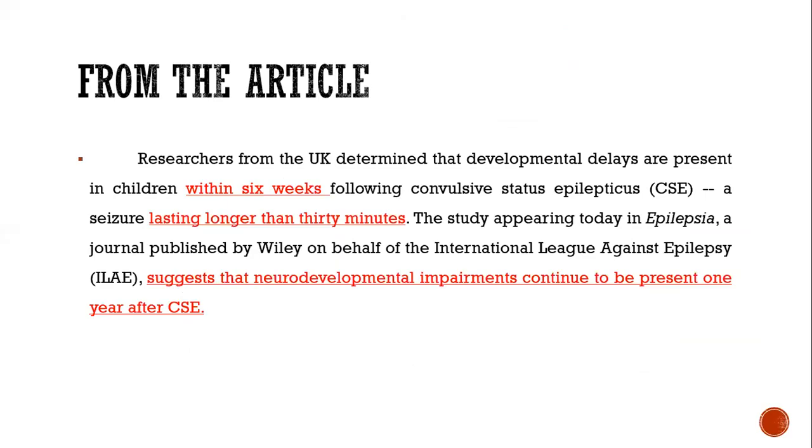Okay, so from the article, they found that children who have convulsive status epilepticus will have a developmental delay within 6 weeks following their symptoms. And seizures lasting longer than 30 minutes are more likely to be associated with developmental delay. They also suggest that neurodevelopmental impairments continue to be present 1 year after the symptoms. Okay, next slide.